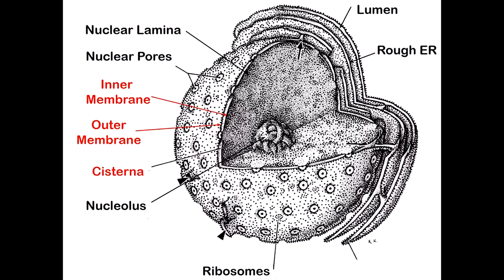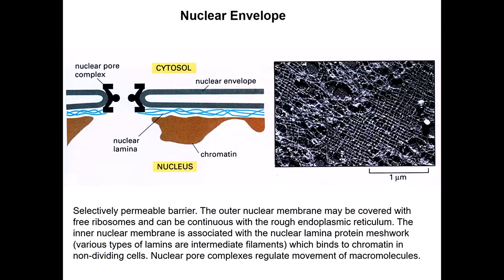The nucleus of eukaryotic cells has an inner and outer membrane, and there's a space between those two membranes which we call a cisternae. And we also have some pores in that nuclear membrane that regulate flow of fluids into and out of them. So if we look at this, here's our two layers, and the nuclear envelope then is selectively permeable. It controls the flow of compounds into and out of the nucleus.